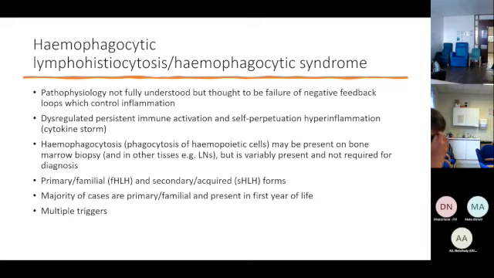As I mentioned earlier, there's primary or familial cases and secondary and acquired forms. We're mostly interested in secondary in our case mix. The familial and primary causes tend to present early in life, and they actually represent the majority of this syndrome. And there's multiple triggers, as we'll talk about.